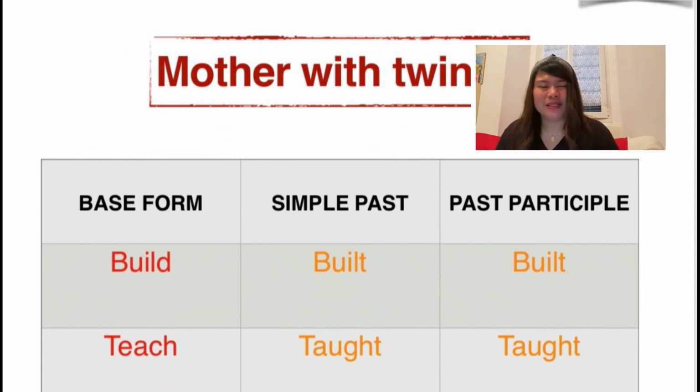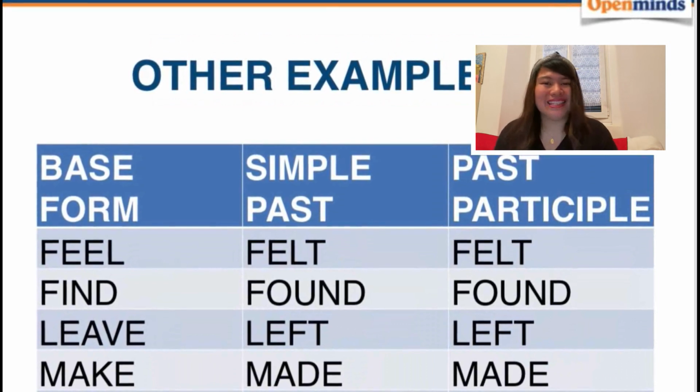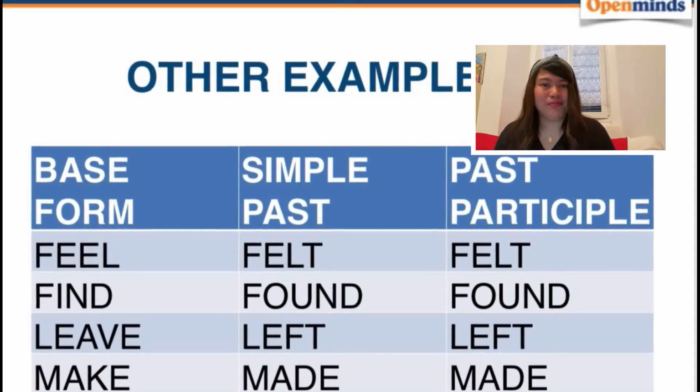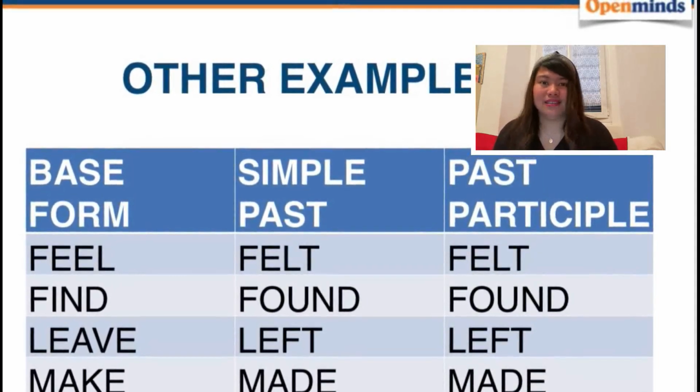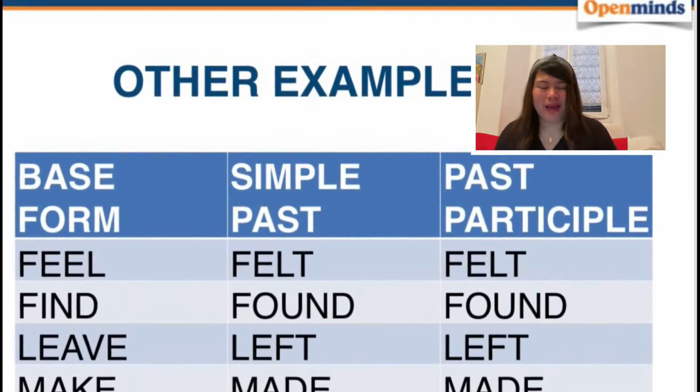The next one is mother with twins. So the past participle and the past simple are the same. An example is build, which is the base form, and then simple past and past participle are the same. So built, built. Again, build, the base form. Built, built are the simple past and past participle.